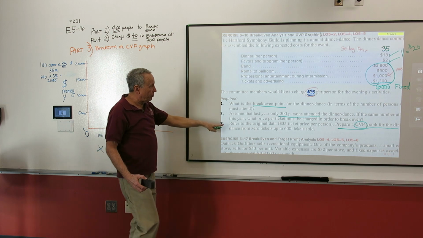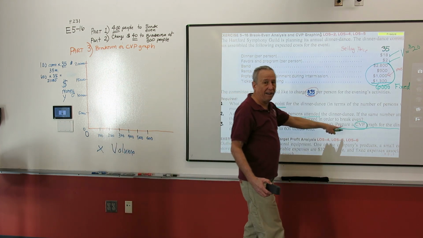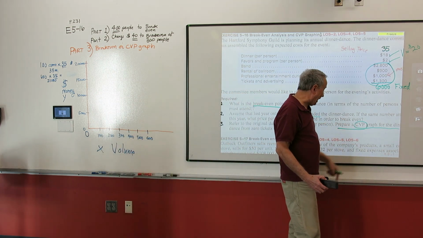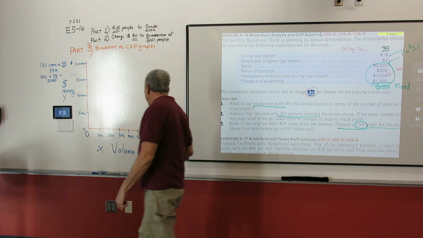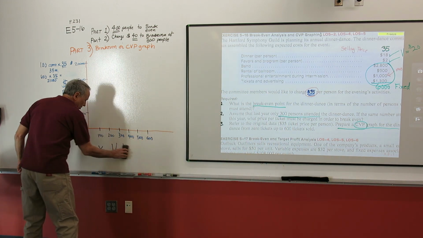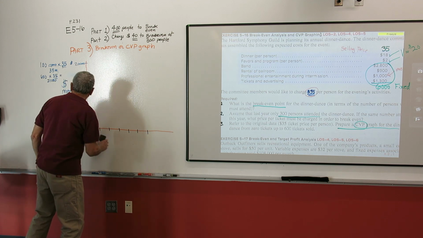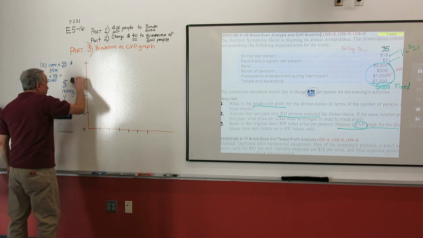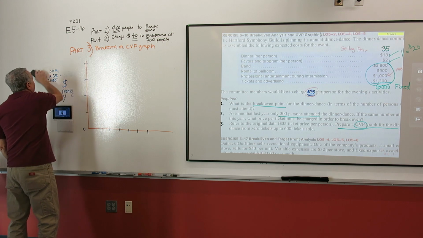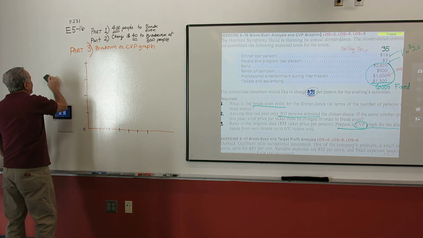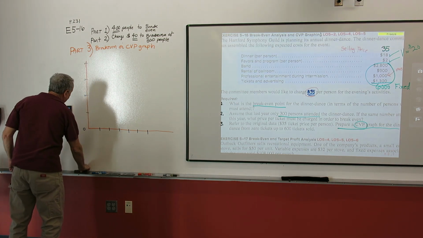And finally, in part 3, they say, would you prepare a graph to represent this, a CVP graph? And I started the graph. I actually am going to erase it just a little bit. I started it, but let me show you again how I came up with this. I'll kind of show you again. This is part 3 again.